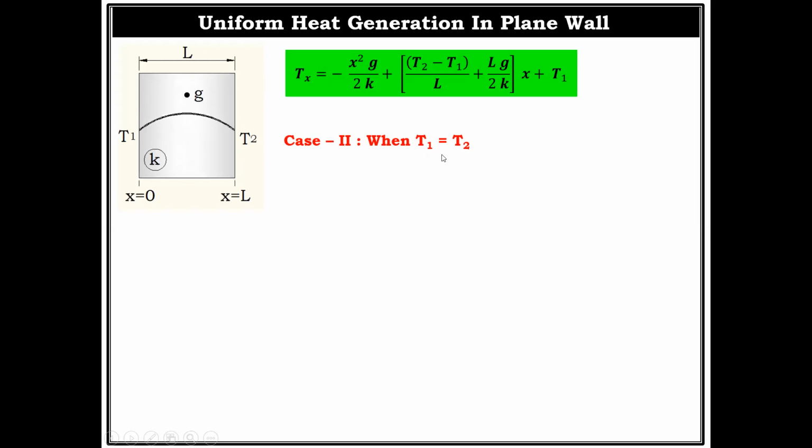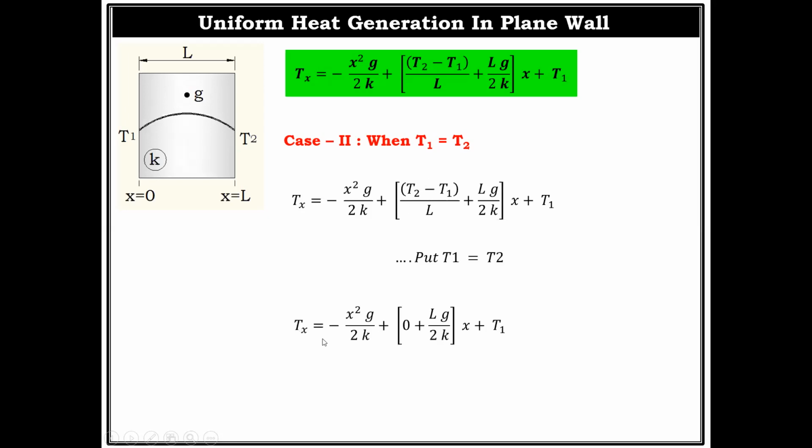Now when temperatures T1 and T2 are the same, in our generalized equation the term T2 minus T1 becomes 0. So Tx equals minus x square g upon 2k plus this term which becomes 0, plus Lg upon 2k into x plus T1. So this is our final equation.